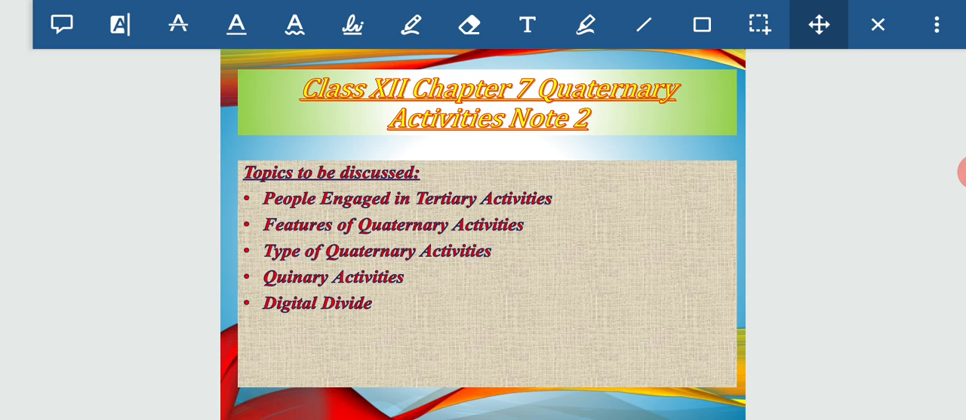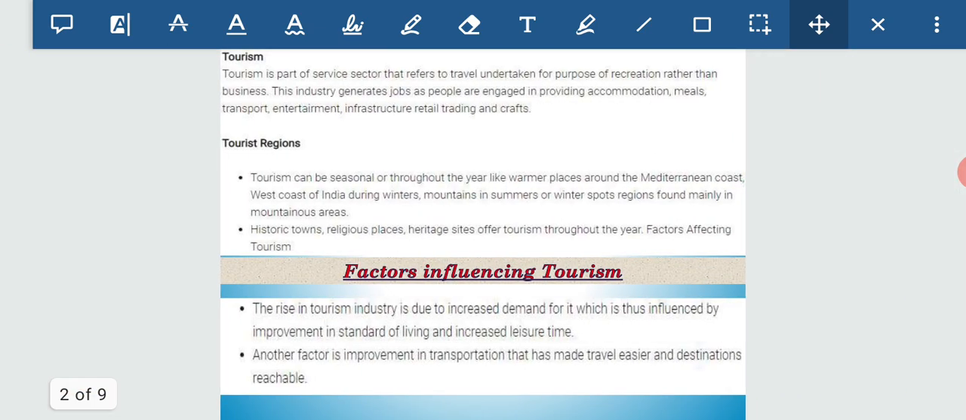Now let us proceed with the topics that I am going to discuss today. People who are engaged in tertiary activities, then quaternary activities, types of quaternary activities, then quinary activities, and lastly the digital divide. Now let us move to the first topic.